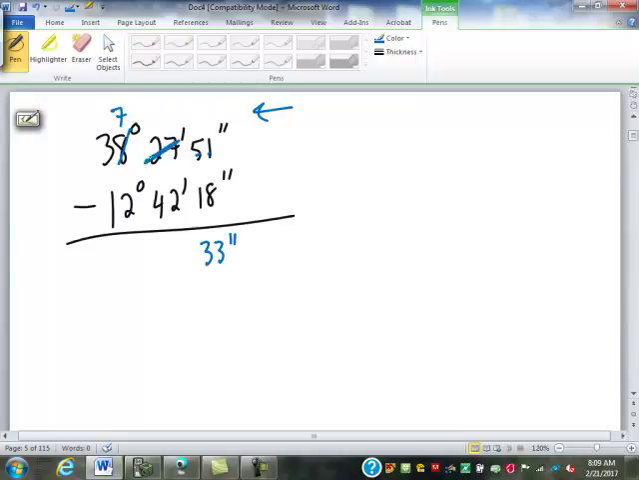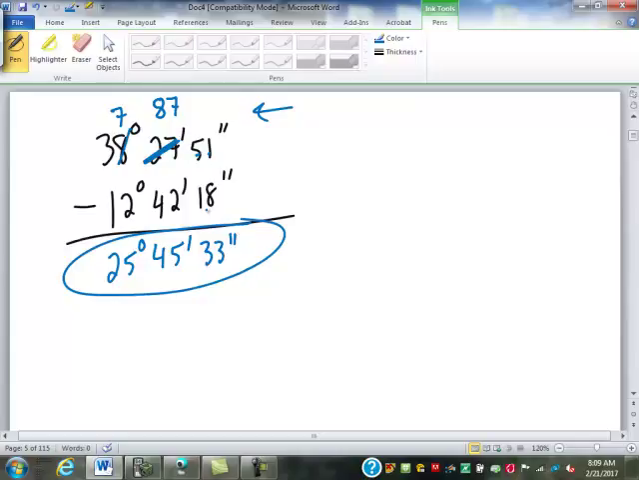What does the 27 become? It's 87. Why is it 87? Because 1 degree is 60 minutes. So when we borrowed 1 degree, it's 60 minutes we're adding to it. So 87 minus 42 is 45. 37 minus 12 is 25 degrees. So 25 degrees, 45 minutes, 33 seconds. And again, you can do that on your calculator.